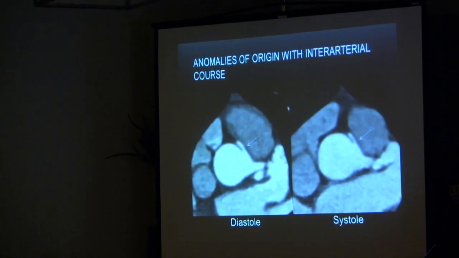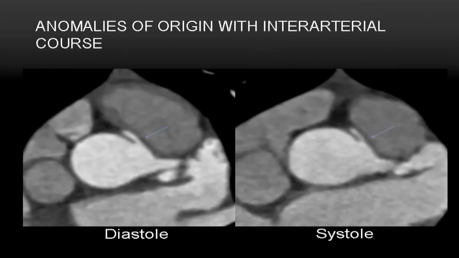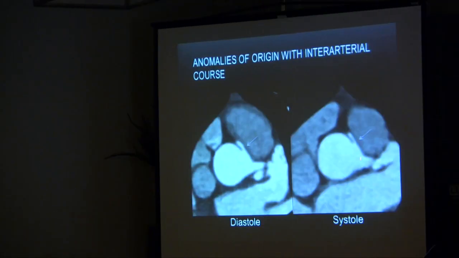And it's not just a single shot, you're also able to do functional evaluation, where here in diastole we can see that there's a little bit of compression of this anomalous origin of the right coronary artery, but in systole there's significant compression. This is obviously going to be more significant than just seeing a little bit of narrowing on a single phase of the cardiac cycle.